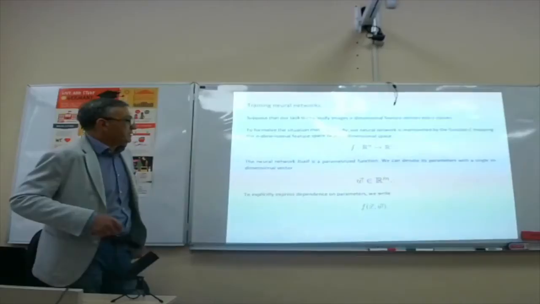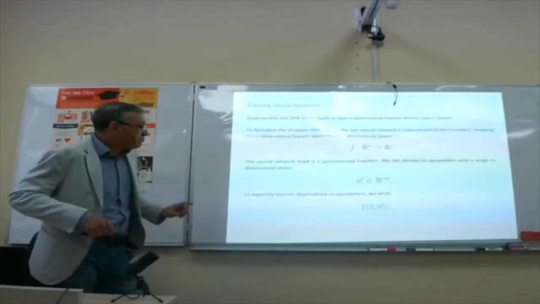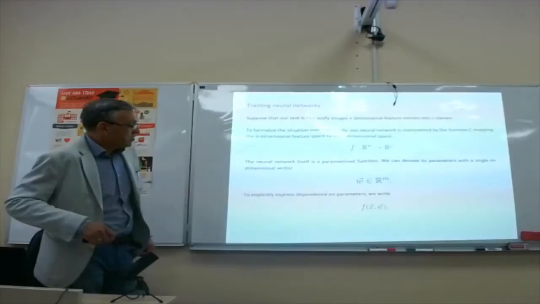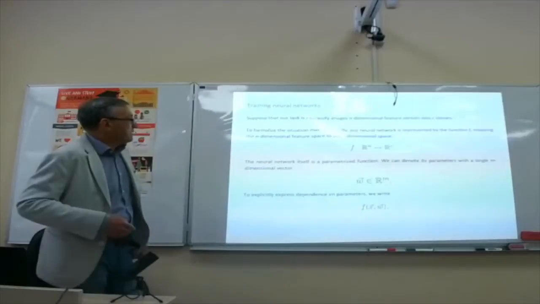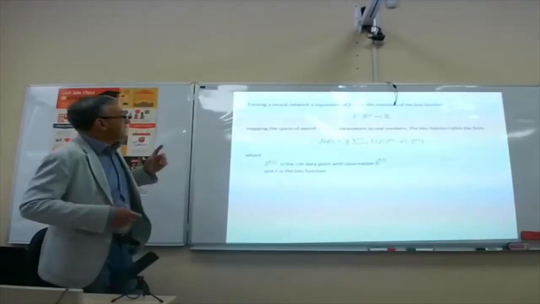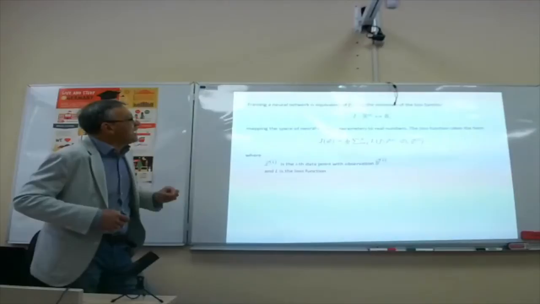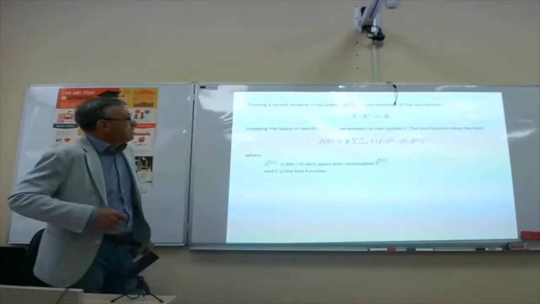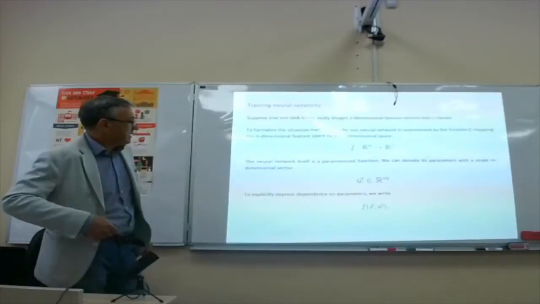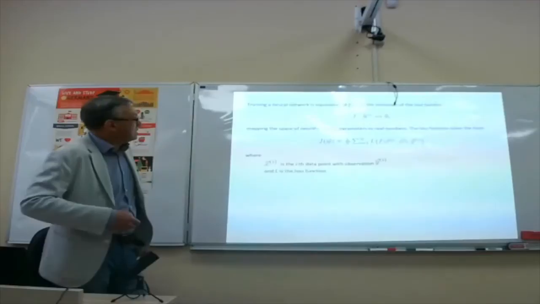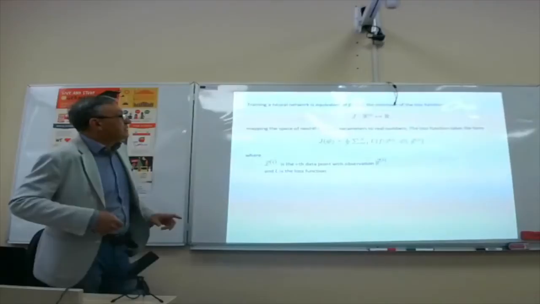To explicitly express the dependence on parameters, we write the function f, which demonstrates the dependence on the parameters of the function. Training a neural network is equivalent to finding the minimum of the loss function J, which maps the space of M dimensions, the parametric space of the neural network, to the space of reals. And the loss function takes the form.